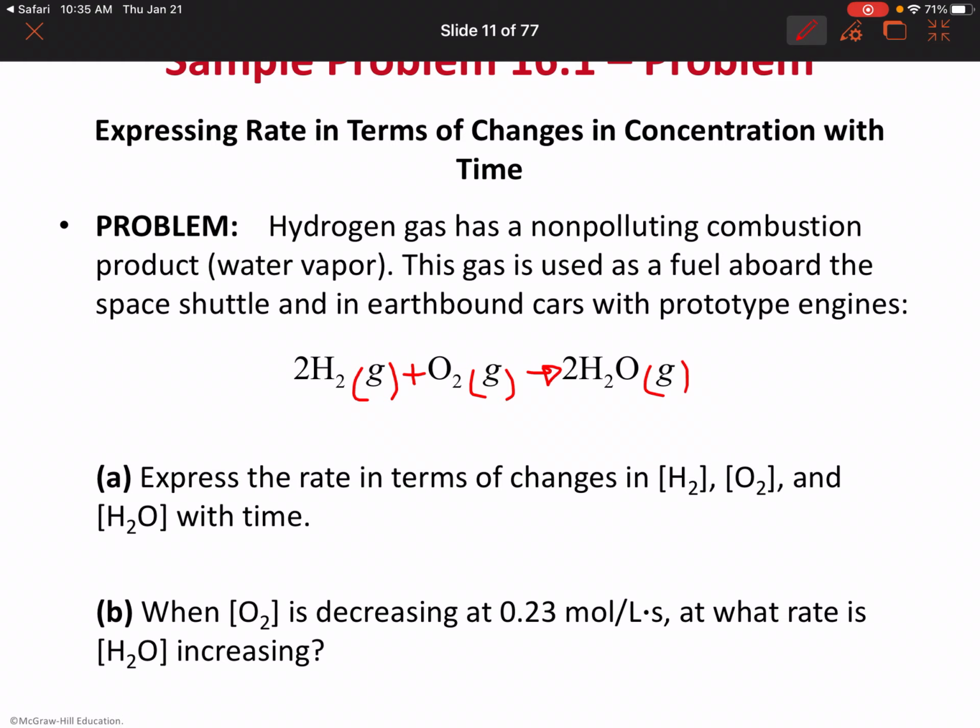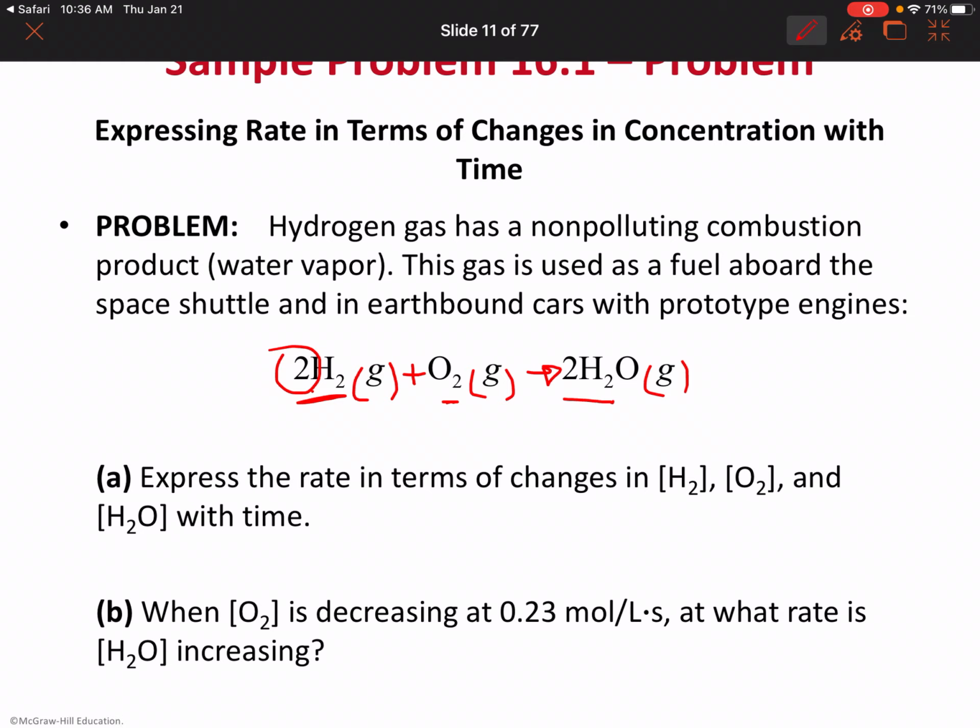Remember how we can express it? Now this is a balanced equation. 4 hydrogens over here, 2 times 2, and 4 hydrogens here, 2 oxygen here, and then we have 2 oxygens in your product as well. So how would we write the rate? Remember, we take into consideration the coefficients, 2 for the hydrogen, 1 for the oxygen, and 2 for the water.